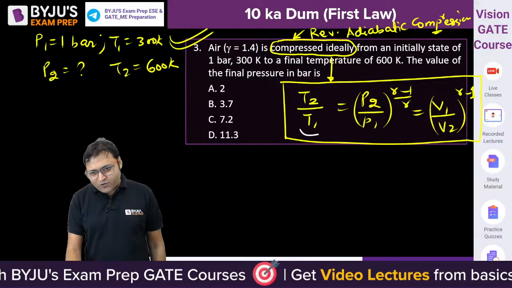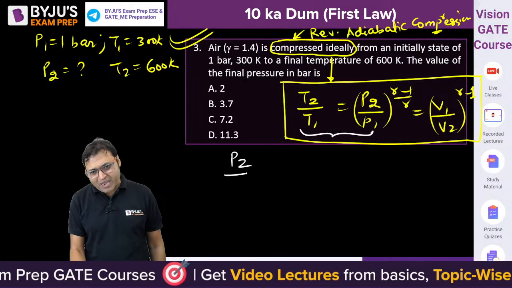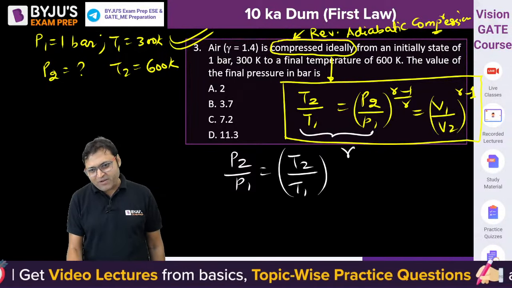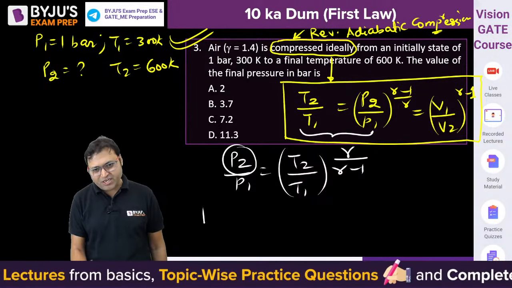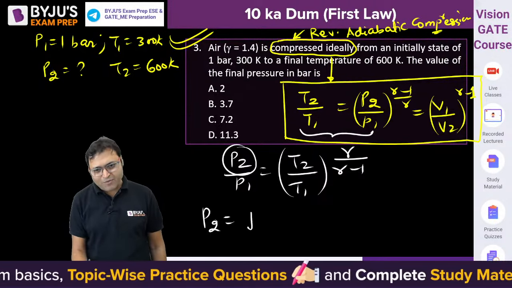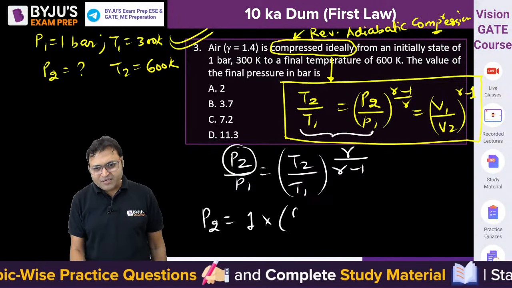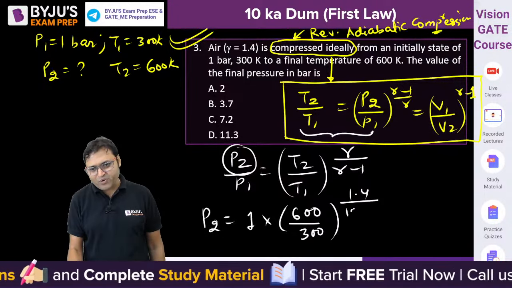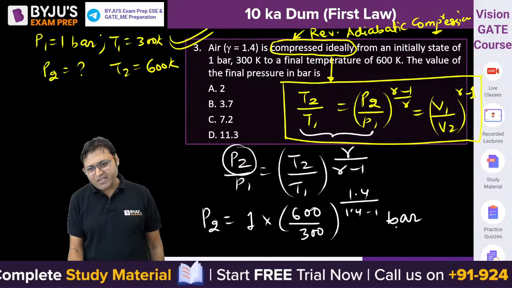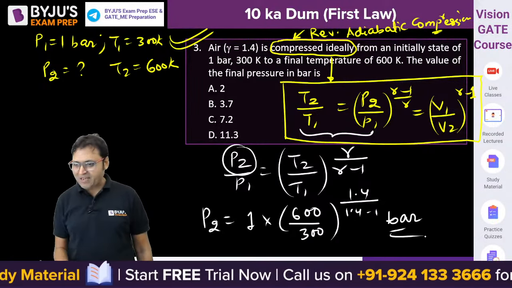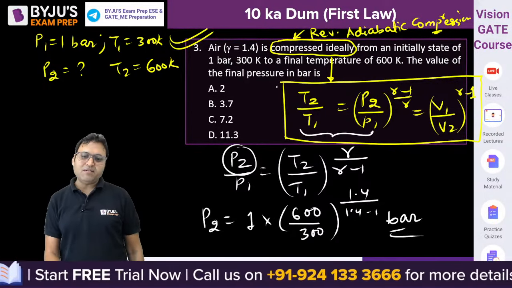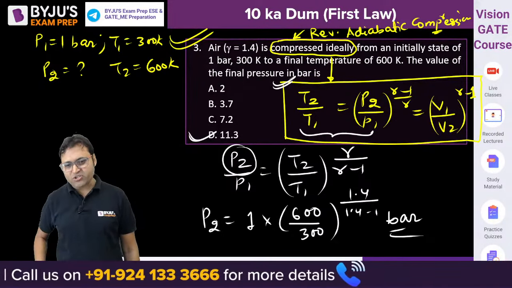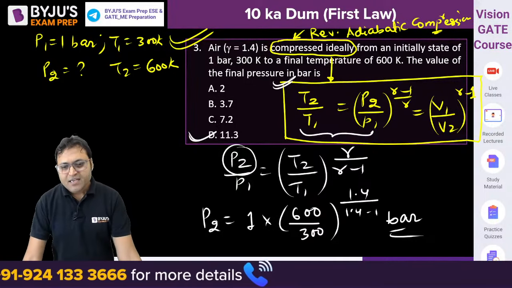So from here we can easily say P2 by P1 is equal to T2 by T1 to the power gamma upon gamma minus 1. The question is to find out P2. P2 is P1, 1 bar, into T2 by T1, 600 by 300, to the power gamma upon gamma minus 1, that is 1.4 upon 1.4 minus 1. That will give you the answer. It is very simple. You should memorize this expression. The answer to this question is 11.3 bar.